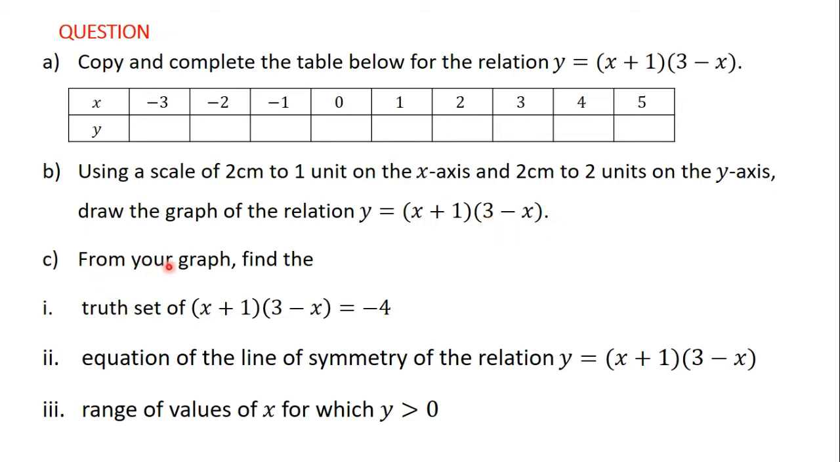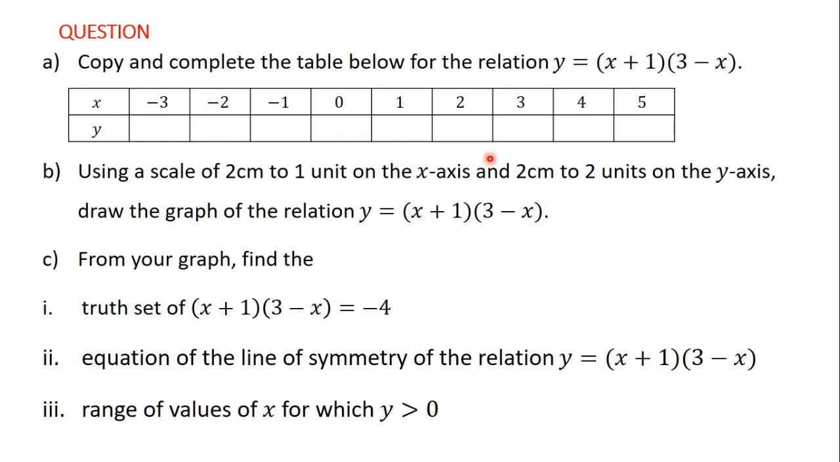C. From your graph, find: I. the truth set of (x + 1)(3 - x) = -4. II. The equation of the line of symmetry of the relation y = (x + 1)(3 - x), and III. the range of values of x for which y is greater than 0.